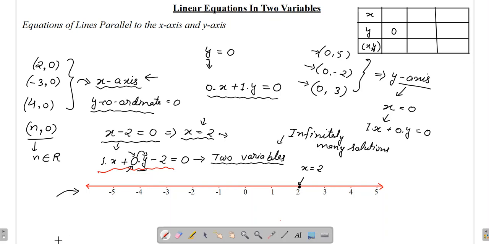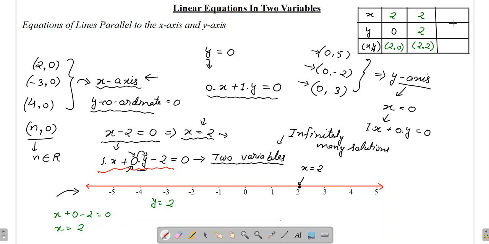So if I put y as 0, what will I get? It will be x plus 0 minus 2 equals 0, which gives x equals 2. So the first ordered pair will be (2, 0). In the same way, if I put y as, say, 2, then also I'll get the value of x as 2, because 2 into 0 makes it 0 once again. So the second ordered pair will be (2, 2).